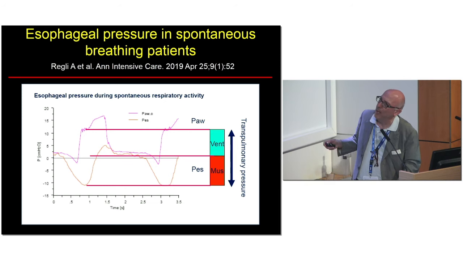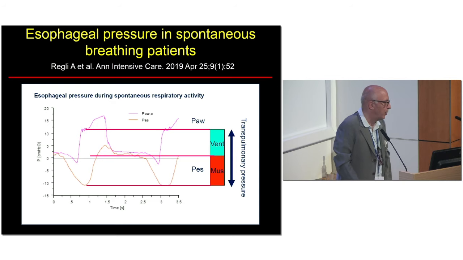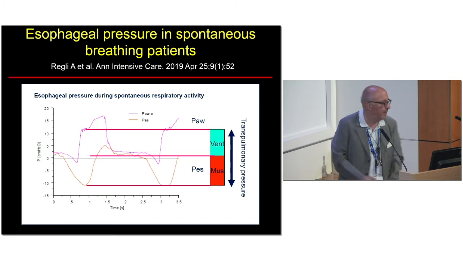Spontaneous breathing, just two slides. You see here, this is pressure support. This is the esophageal pressure. This is true. In spontaneous breathing, you don't see the transpulmonary pressure during the airway pressure because you don't see this negative part.